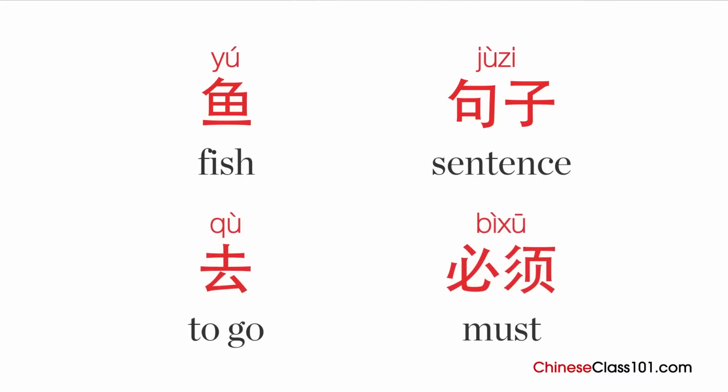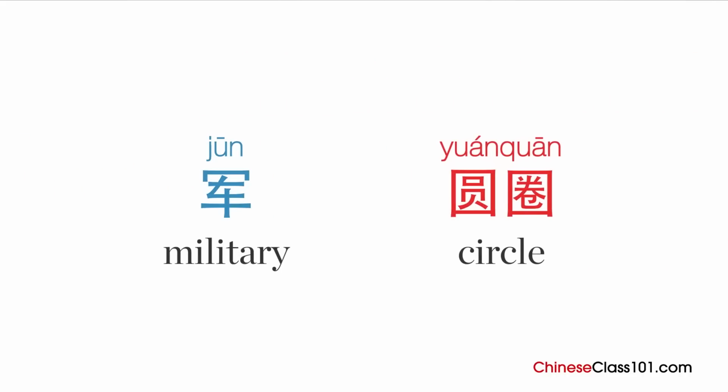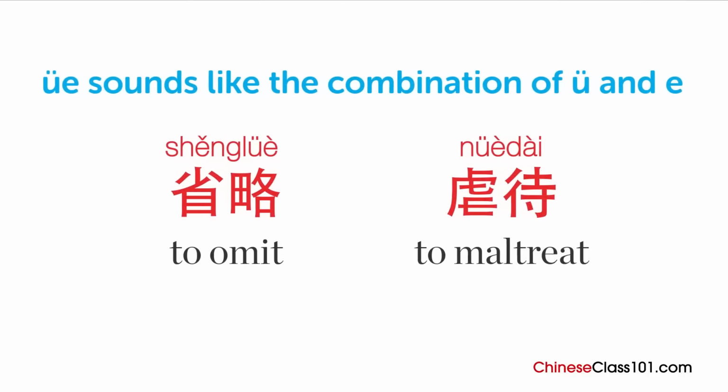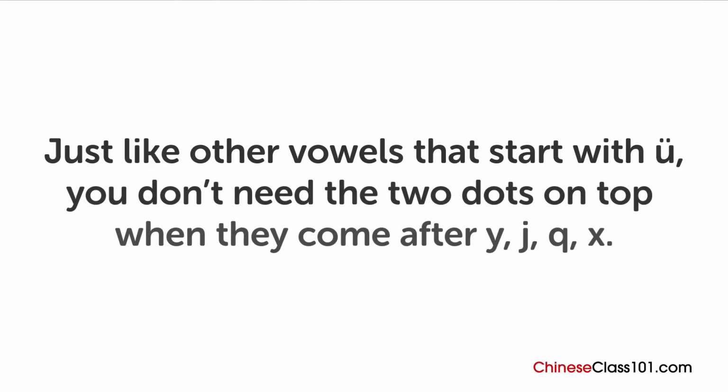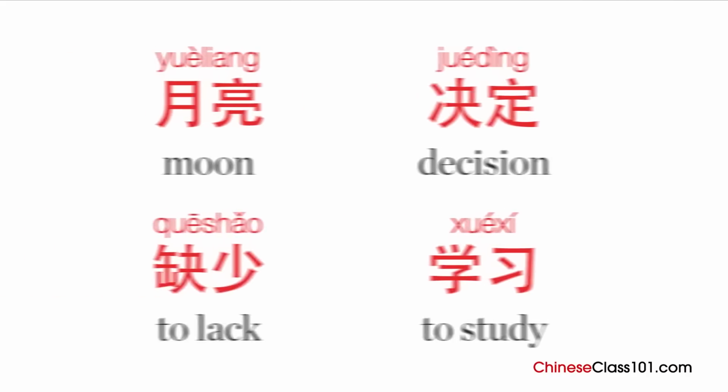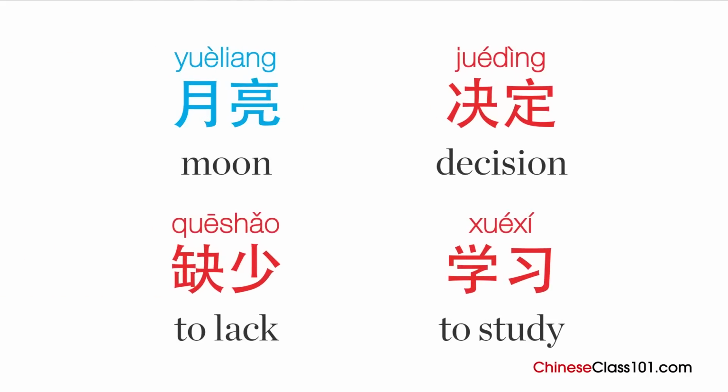This rule also applies to any compound finals that start with ü. For example, jūn or yuánquān. Üe sounds like the combination of ü and e, as in shěnglüè, nüèdài. Just like other vowels that start with ü, you don't need the 2 dots on top when they come after y, j, q, x. In this case, we have yuèliang, juédìng, quēshǎo, xuéxí.